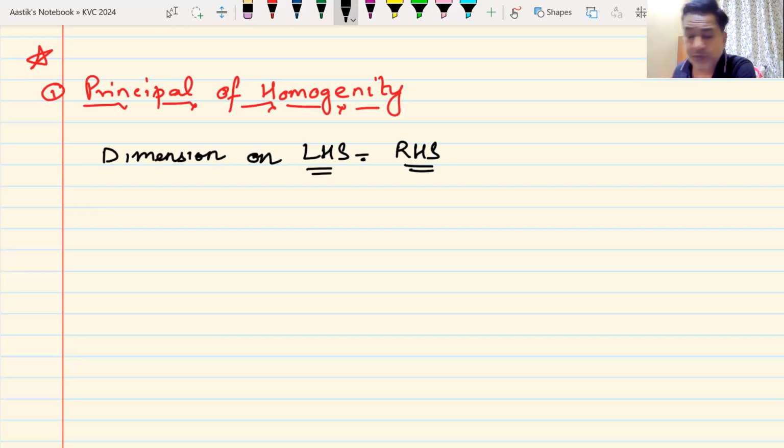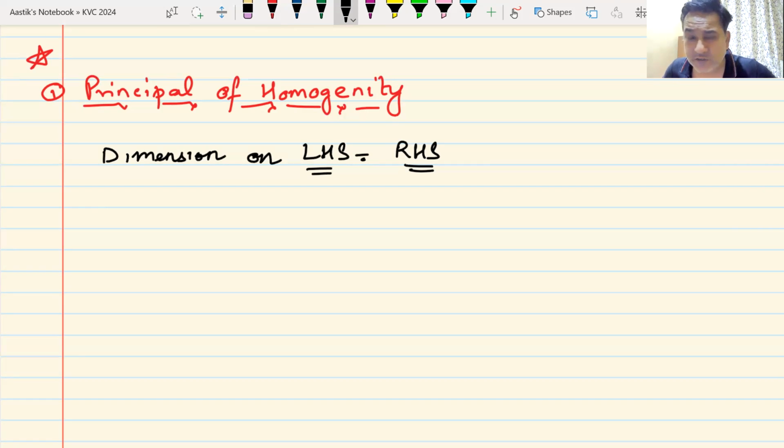Remember, I told you, whenever you want to compare any physical quantity, you can only compare it with the same quantity in the same unit. Do you remember this? Yes or no? So if two quantities are equal, they have to be same. So if I have time on left hand side, there must be time on the right hand side. Otherwise, the equation is wrong.